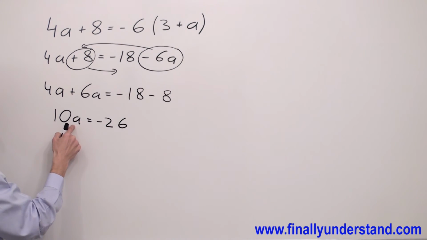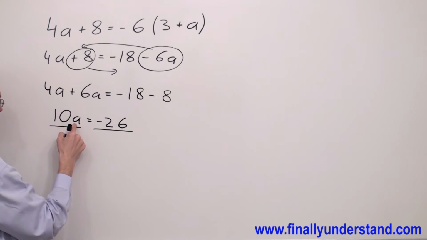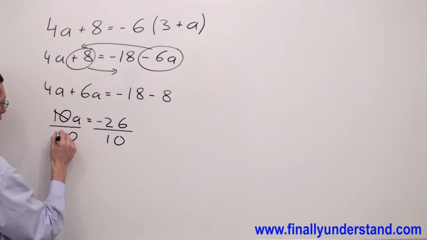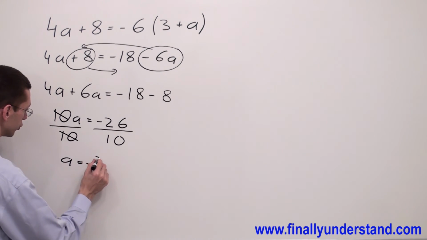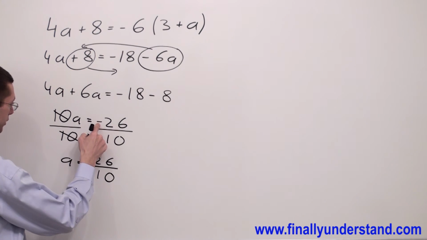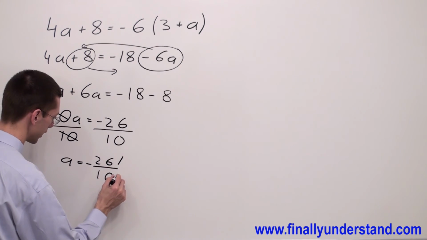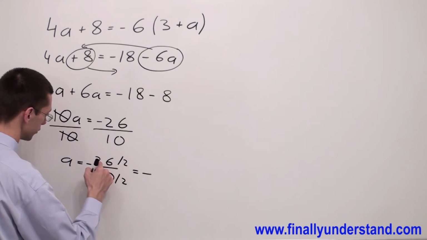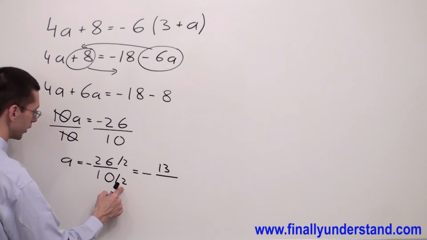Next, in order to find the value of a, I have to divide both sides of the equation by whatever is multiplied to a. In this case, I have to divide both sides of the equation by 10. 10 and 10 will cancel out. So a is going to be equal negative 26 over 10. Why? Because negative divided by invisible positive is negative. 26 and 10, both of them are divisible by 2. Negative 26 divided by 2 is 13 over 10 divided by 2 is equal 5.